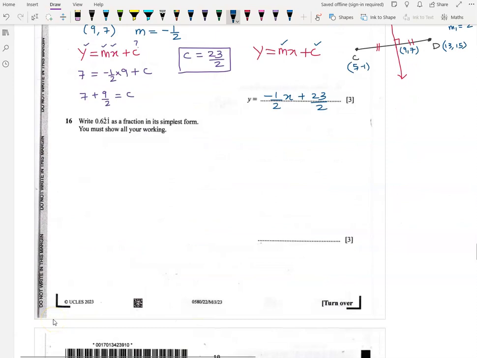Write 0.621 where there is a dot above 2 and 1. It means the digit 21 is recurring. Write this as a fraction in its simplest form. You must show all your working. Okay, so we'll start here.